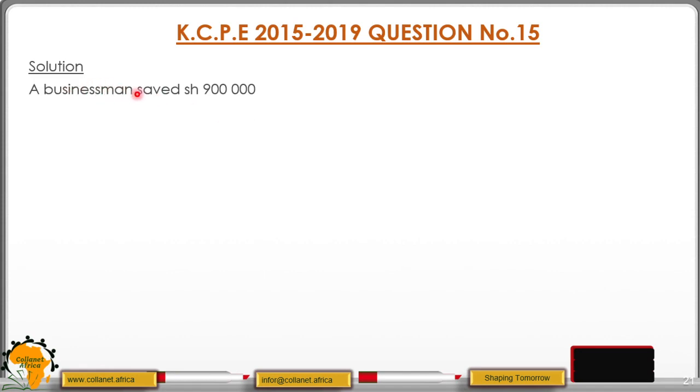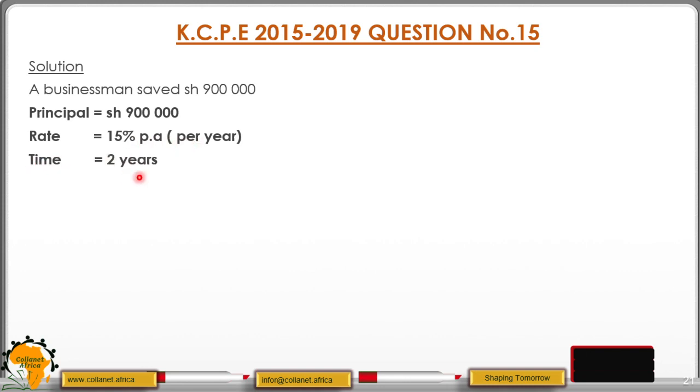So a businessman saved 900,000. Principal is 900,000. We have rate 15 per annum. Per annum is per year. Then we have time 2 years. Interest in the first year is PRT, principal rate times time, the same formula that you use when you're calculating simple interest, but there's some slight difference. So in this case, interest will be 900,000 times 15 over 100 times 1 year.